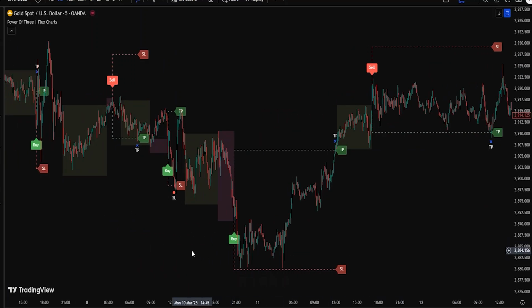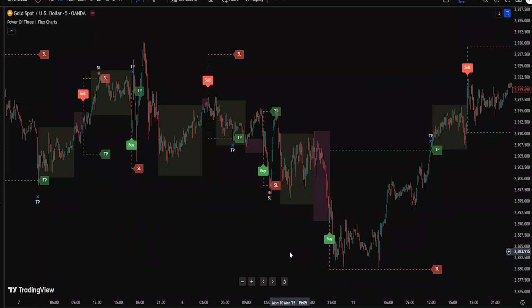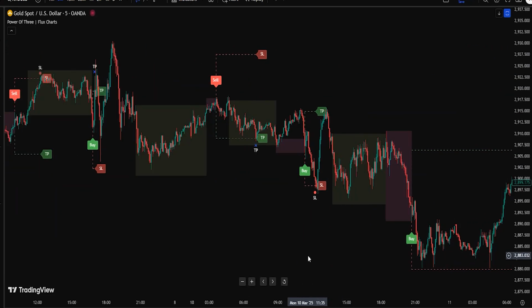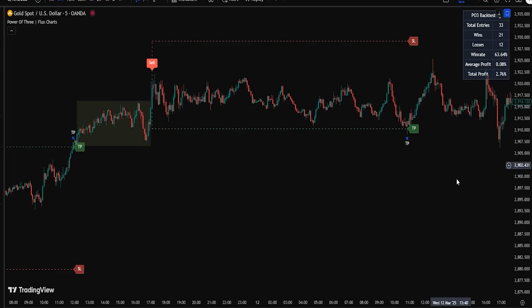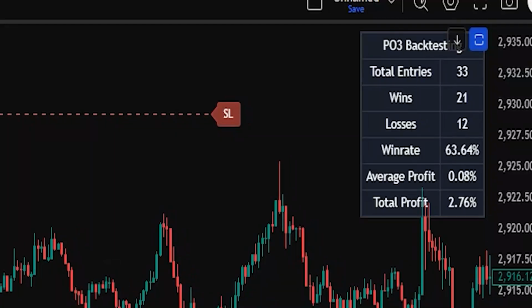But the question a lot of people are chasing is, which symbol does this indicator or strategy work best on? What time frame should we use it in? The answers to those questions are just as valuable as the strategy itself. If we look up at the top right corner, we'll spot a box called PO3 Backtesting.